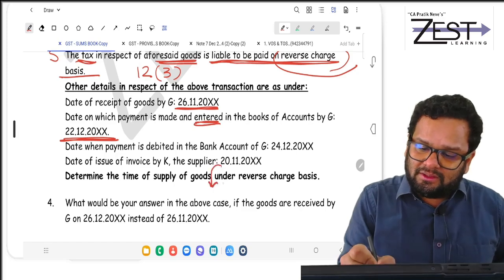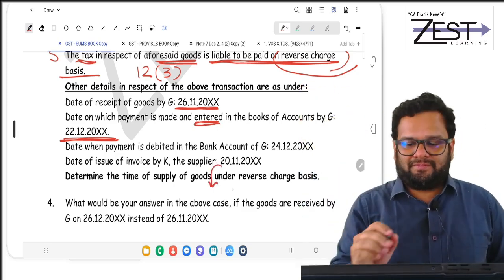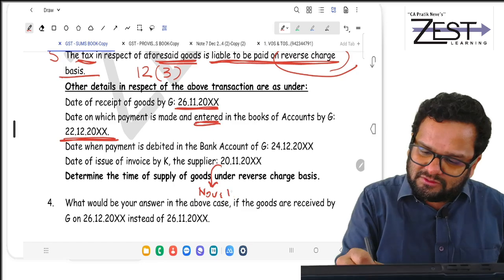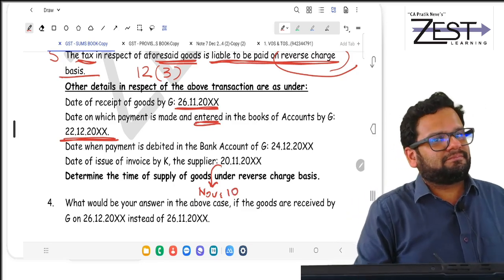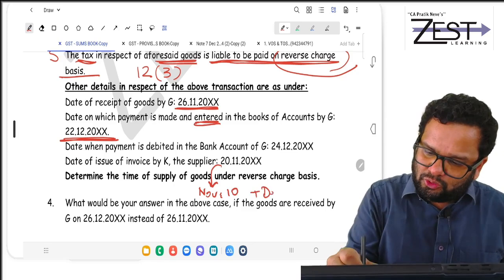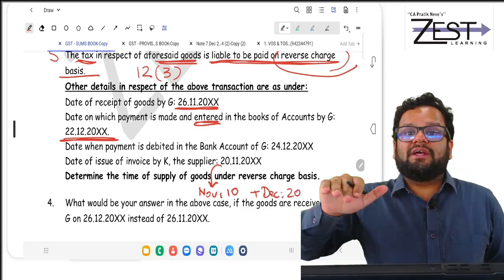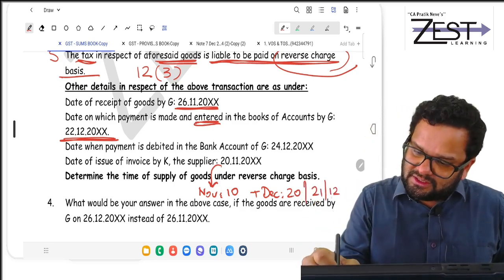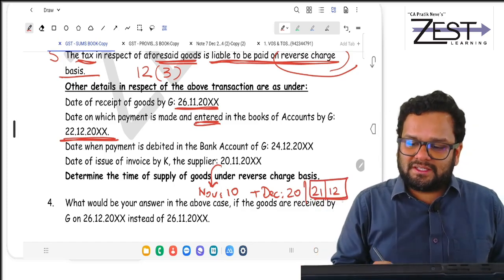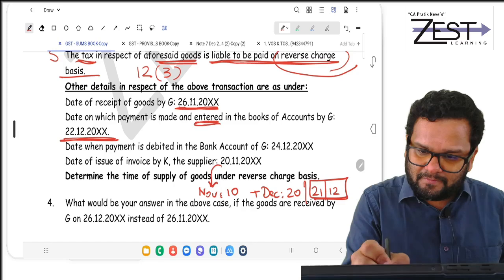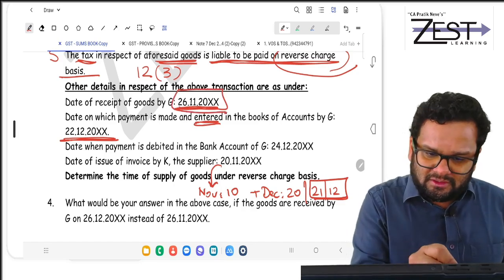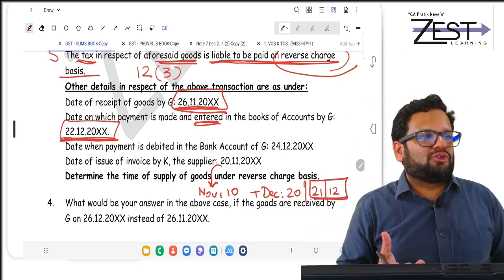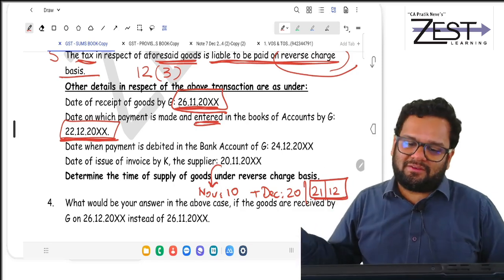And date of issue of invoice is 20/11. From 20/11, calculate 31st day. In short, November's 30 days, so November's remaining 10 days. December, we want to take 20 days. So 30 days over on 20 December. So which will be the date? 21st December. So what is earliest? See, 26/11 or 22/12 or 21/12. So time of supply will be 26/11.